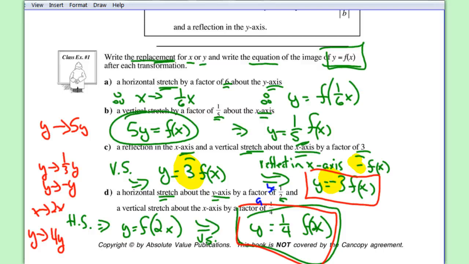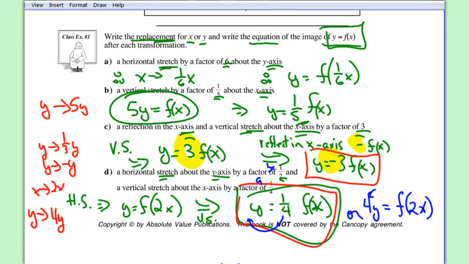And just like I know this seems like it's working opposite, but the cool thing is if you actually put this 1/4 over here, you could also write it as 4y is equal to f at 2x. So when the transformation is with the variable that it affects, it actually is opposite to what you see, just like you saw with vertical and horizontal shifts, okay?